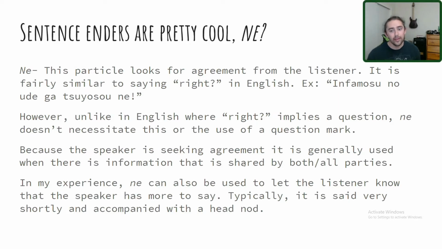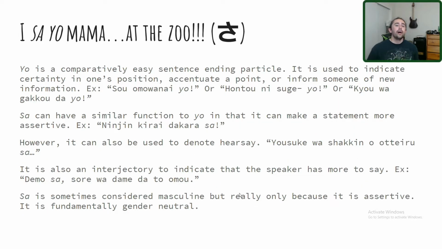Aizuchi. Okay. I saw your mama at the zoo. What? She maybe works there. Oh, I forgot the yo particle. Damn it. Anyway, yo, I forgot to put it in Japanese, but yeah. Oh snap. So we've got sa and yo, and they have fairly similar usages.